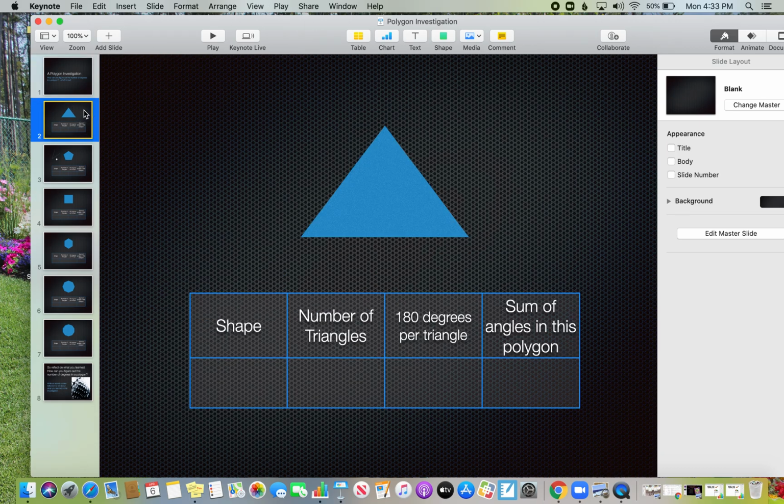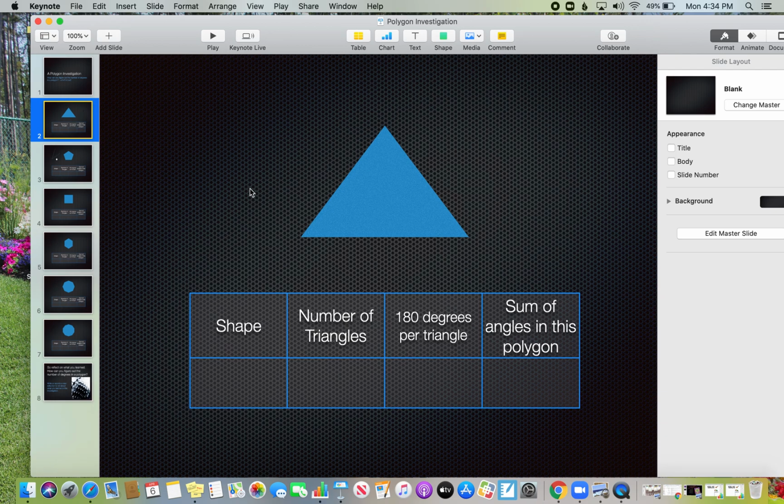In order to do this investigation, you should have already done the triangle investigation. If you haven't done the triangle investigation yet, stop. Go back and do it, because you're going to need the information that you learned from that investigation for this one. So if you haven't done that, stop the video now and go do the triangle investigation. If you've already done it, keep listening.